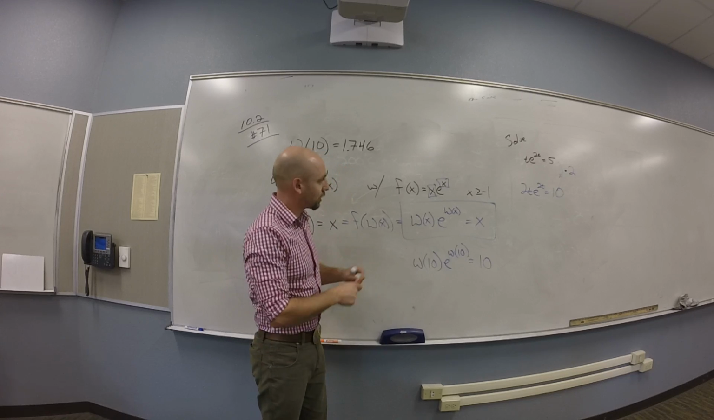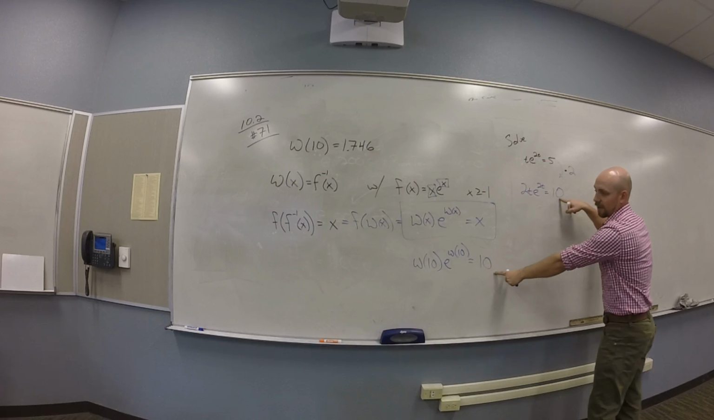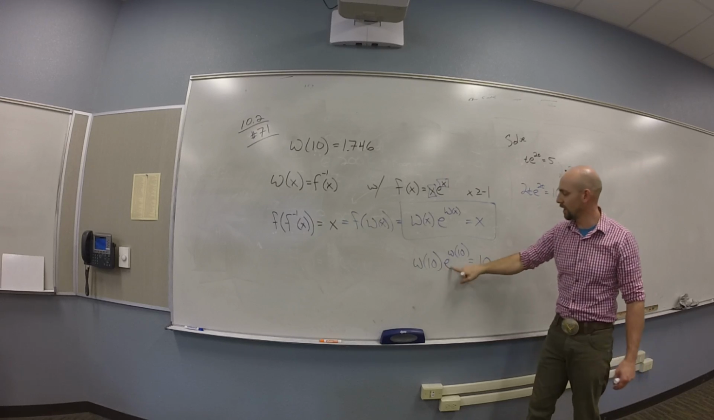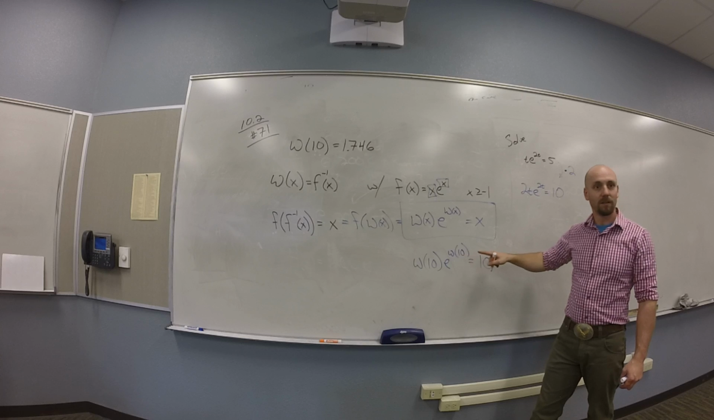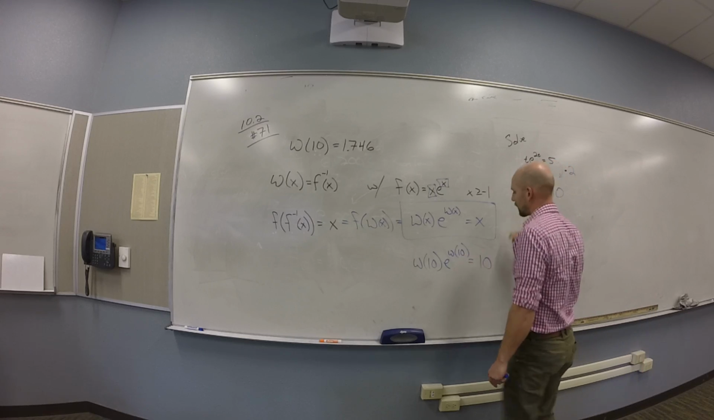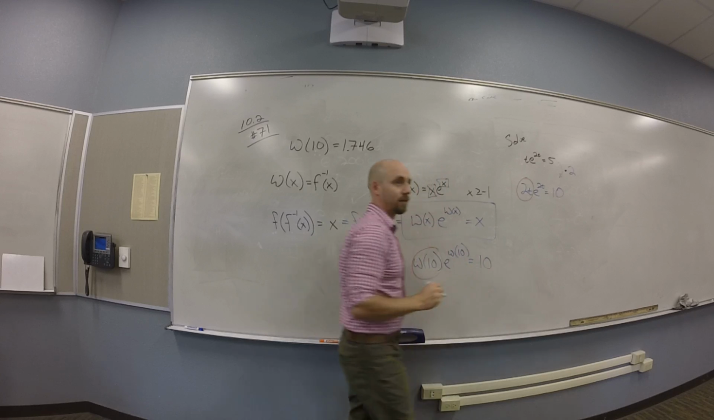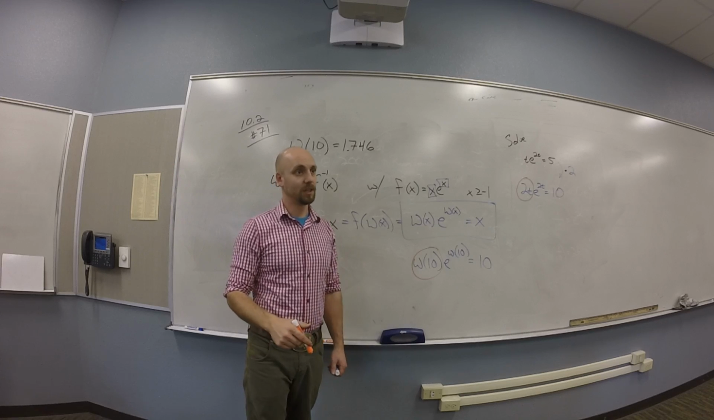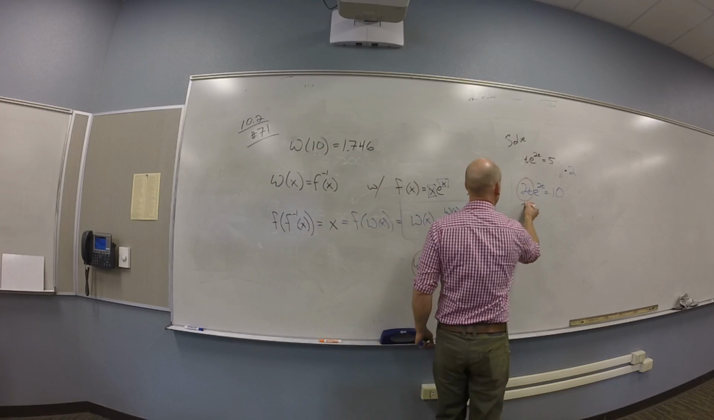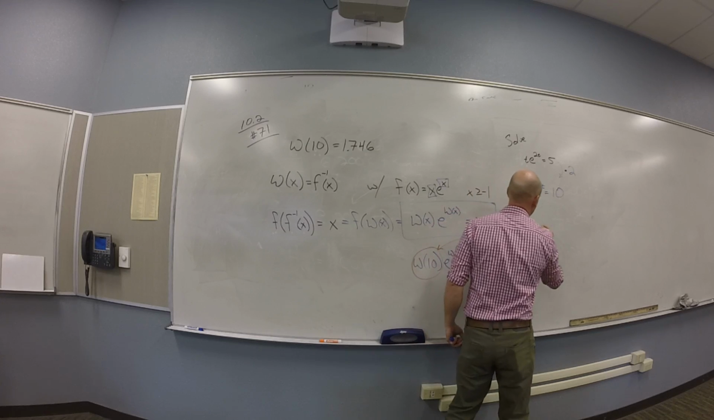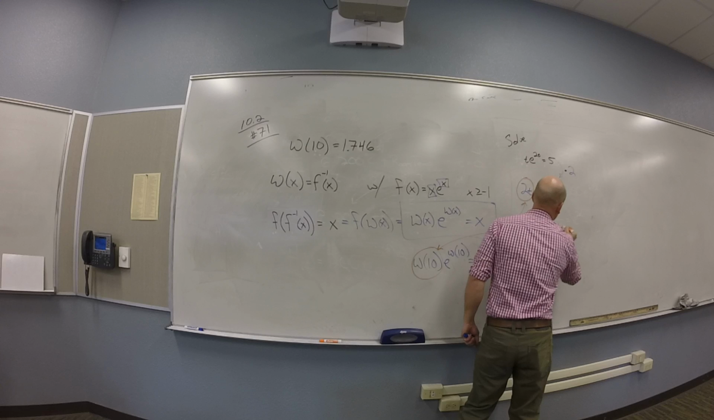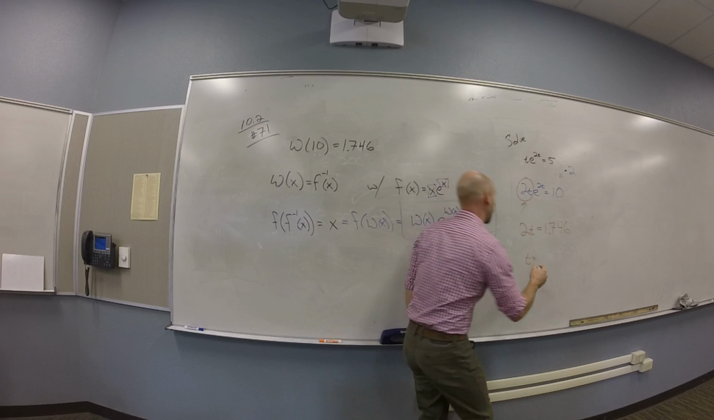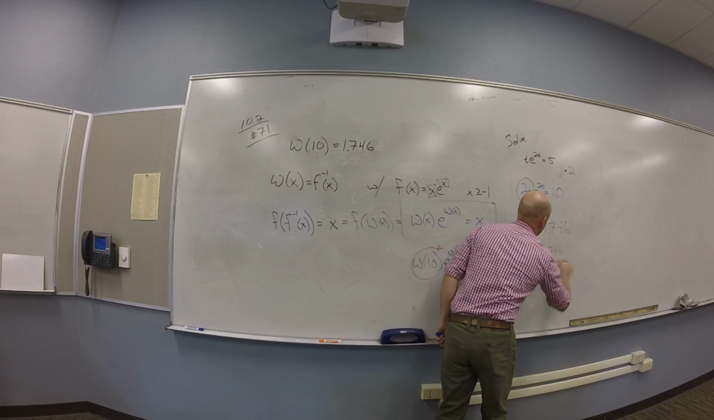Okay, and now I think I know something interesting. Because the 10s are the same, and this is like stuff e to the stuff, and this is something e to the something, 2t has to be W of 10. You see that? So those two being equal would tell me that 2t has to be 1.746. And so t is then half of 1.746, which is 1.746 over 2.